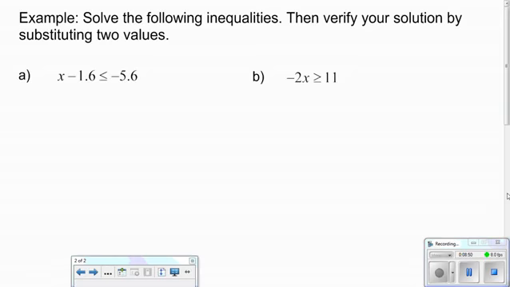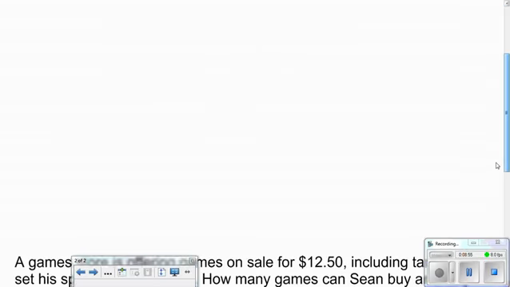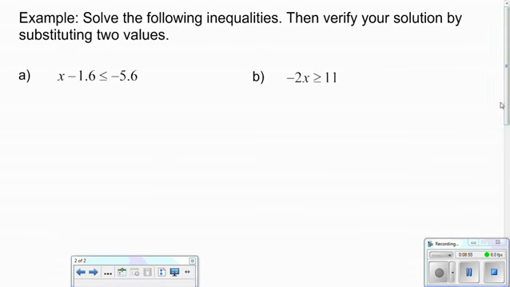Okay, we're going to solve these examples, and then it says verify your solution by substituting two values. So I'll explain what I mean by that. Looking at the first one, my variable is x. It is being subtracted by 1.6. So the opposite of subtract 1.6 is add 1.6. Whatever we do on one side of the inequality, we do to the other. Notice that with subtraction, we do not flip the inequality sign. It's only with multiplication or division of a negative. So then x must be less than or equal to -4.